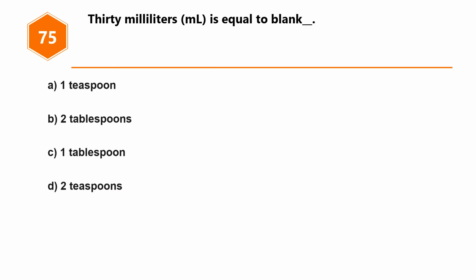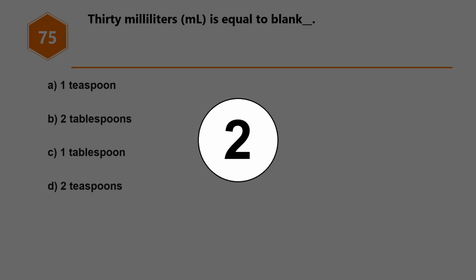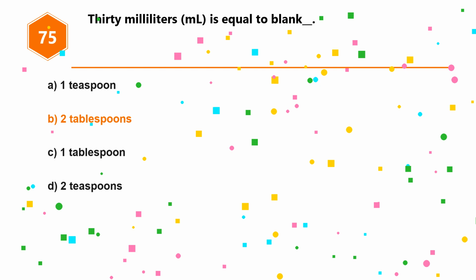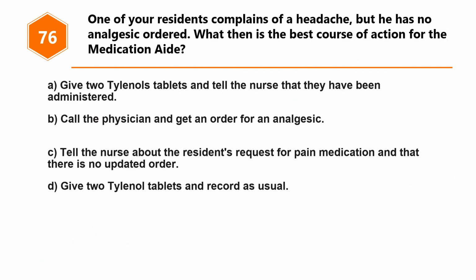Question 75. 30 milliliters, ml, is equal to blank blank. Option A, 1 teaspoon. Option B, 2 tablespoons. Option C, 1 tablespoon. Option D, 2 teaspoons. The correct answer is option B, 2 tablespoons.